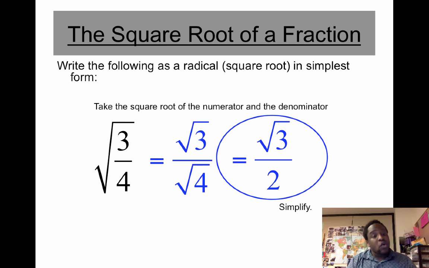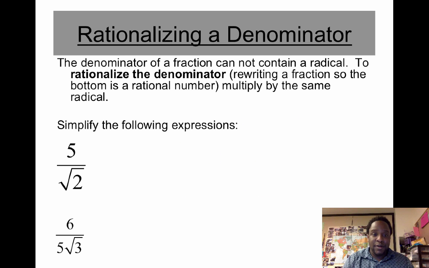And then something that we'll be using quite a lot over the next month and a half to 2 months is rationalizing the denominator. The denominator of a fraction cannot contain a radical. To rationalize the denominator, rewriting a fraction so that the bottom is a rational number, multiply by the same radical. So we're going to need to multiply these fractions by a special form of 1, which contains the radical that's in the denominator. I'm going to say that again. We need to multiply these fractions by a special form of 1 that contains the radicals that are in the denominator of the fractions.